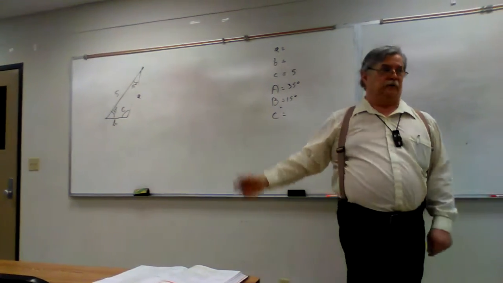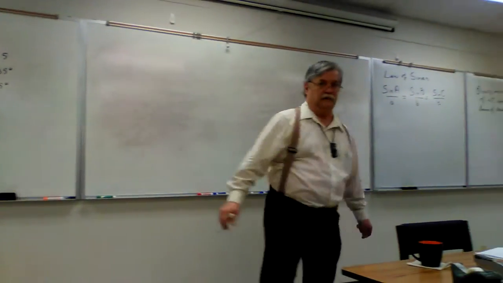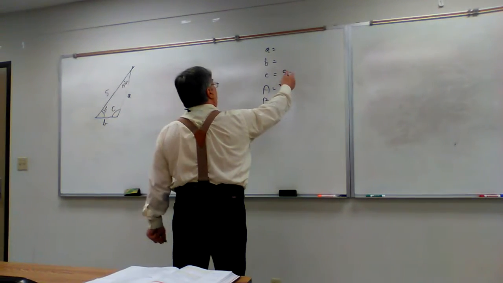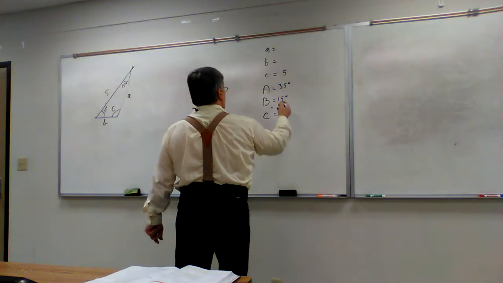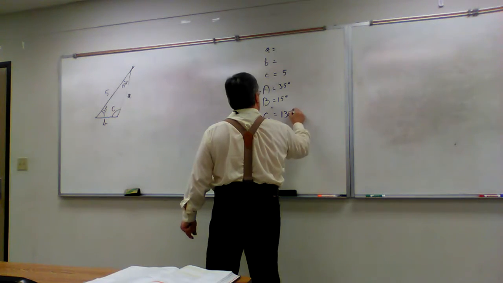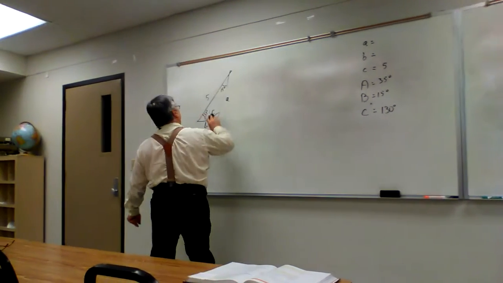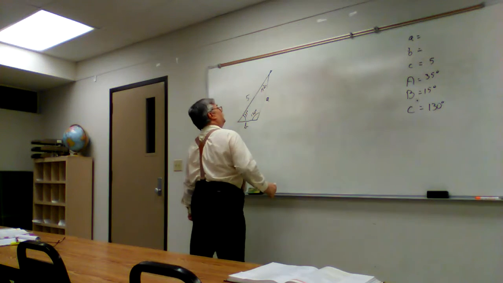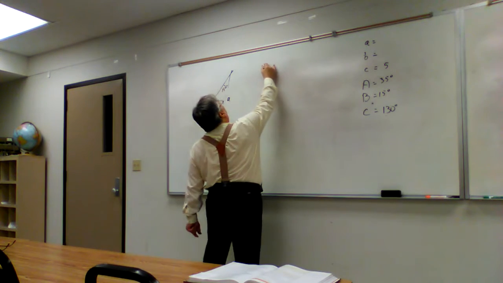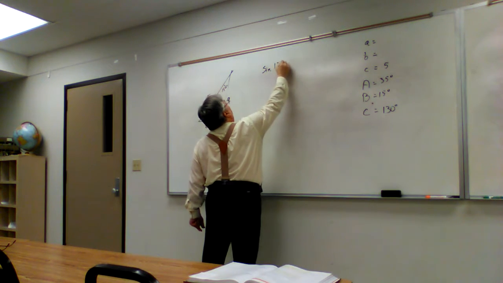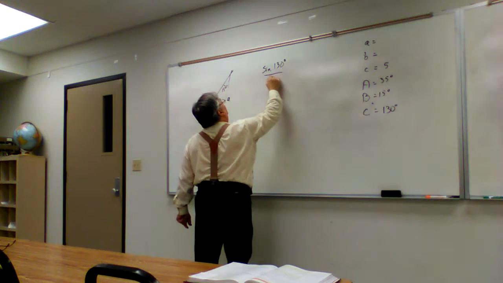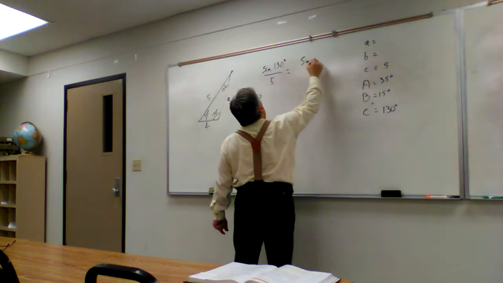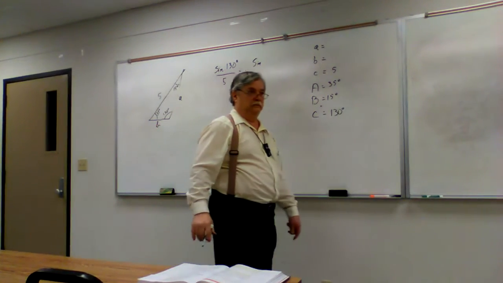So, first thing off the bat, what is angle C? Say again? 130. Let's see, that's 50 plus 130 equals 180. All right, 130 degrees. So, which one do we want to solve for first, A or B?